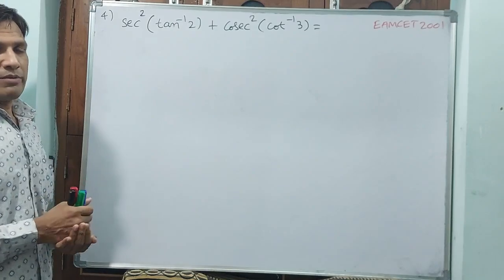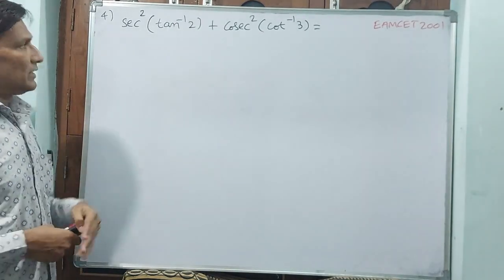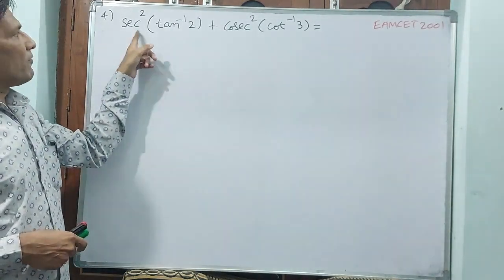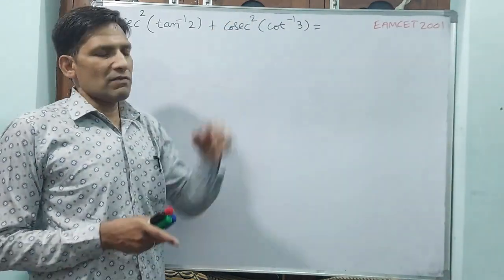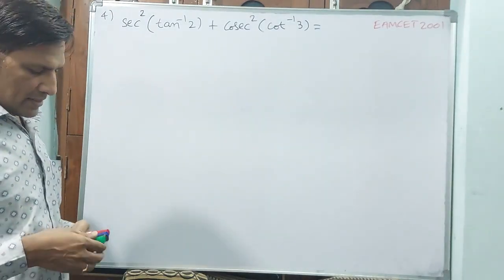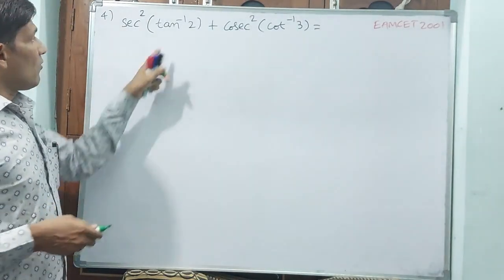Okay, see, question number 4. Eamcet 2001 question. Secant square of tan inverse 2 plus cosecant square of cot inverse 3 is equal to how much, like that. Okay, first observe carefully how I am tackling this.